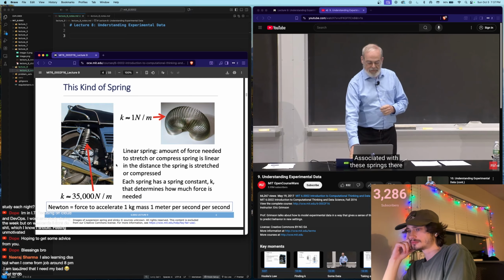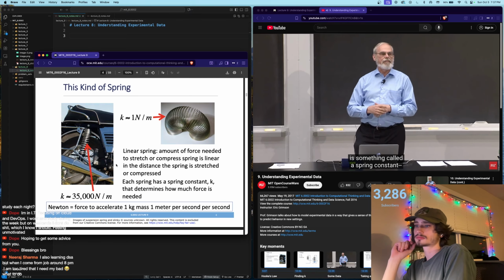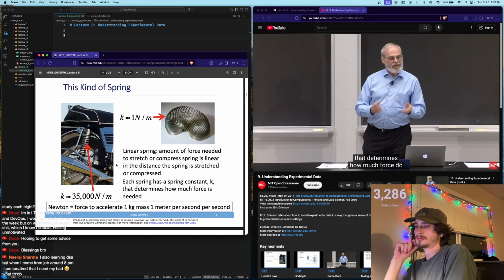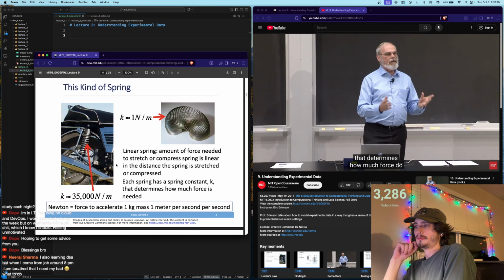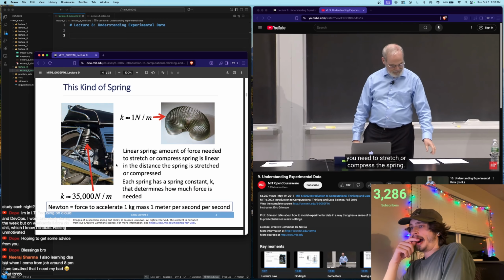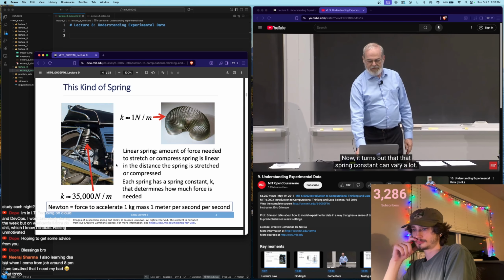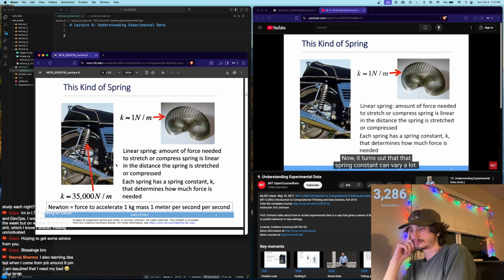Associated with these springs, there is something called a spring constant, usually represented by the letter k, that determines how much force you need to stretch or compress the spring. Now, it turns out that the spring constant can vary a lot. The slinky has a very low spring constant, 1 newton per meter. The spring on the suspension of a motorcycle has a much bigger spring constant. It's a lot stiffer, 35,000 newtons per meter.